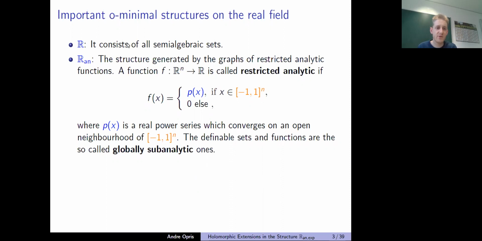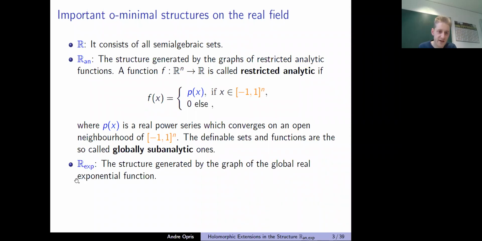So actually the global exponential function is not globally subanalytic, and so it's also not definable in this structure R_an. But of course, there are some o-minimal structures where this exponential function lives. For example, the structure R_exp. This is a structure generated by the graph of the global real exponential function, and of course also all semi-algebraic sets. And this is also o-minimal.